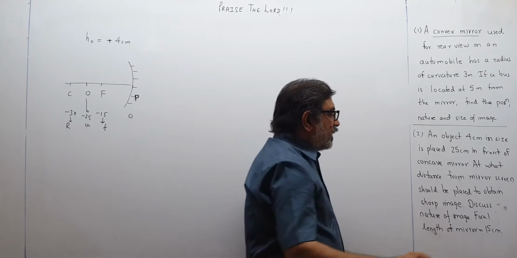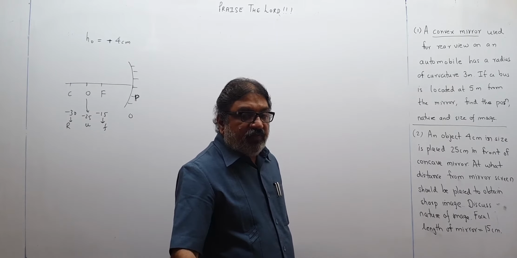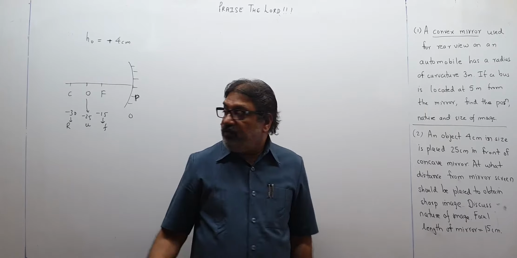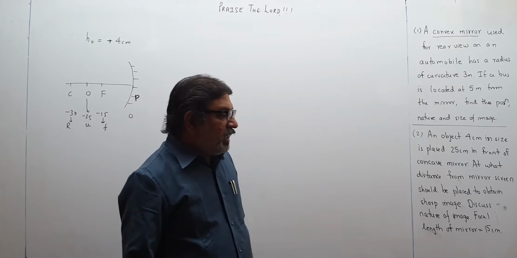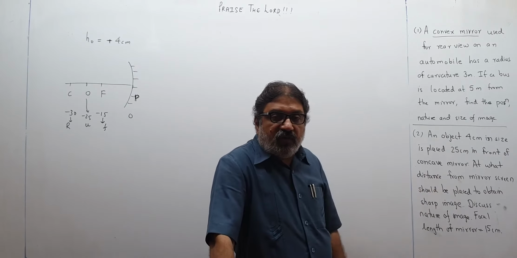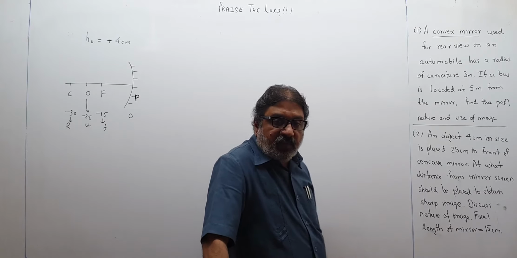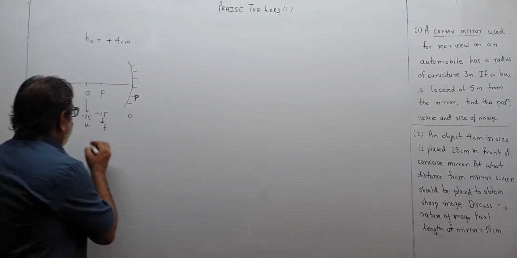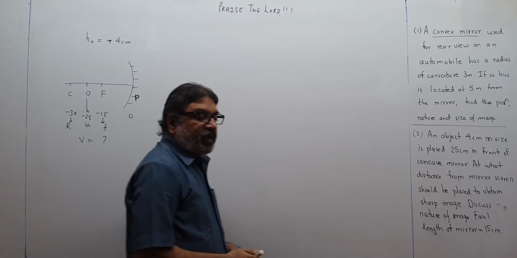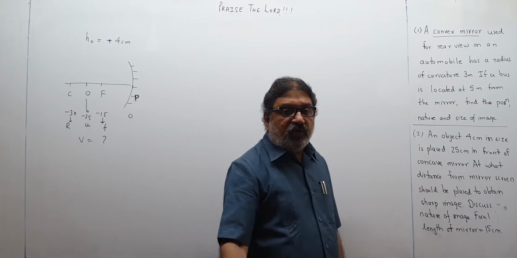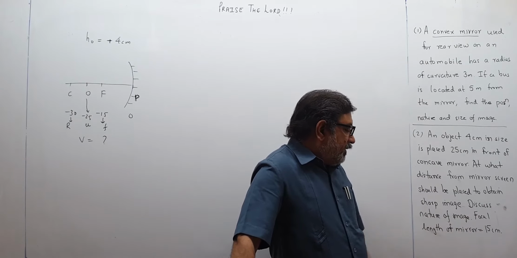At what distance from the mirror should the screen be placed? That means we want the image on the screen. That means we want a real image. So the real image will come somewhere over here only. So we will keep the screen where the image is formed. That means when he is asking at what distance we have to place the screen, he is asking us the position of the real image. So what have we to find out? We have to find out V. Wherever the real image will be found, we will place the screen over there and a sharp image will be focused over there.